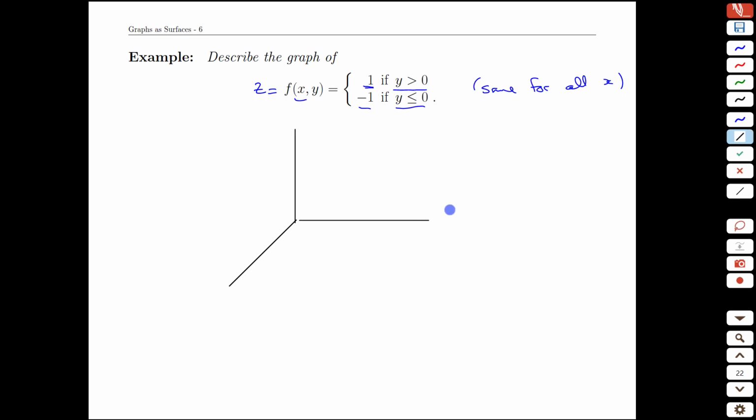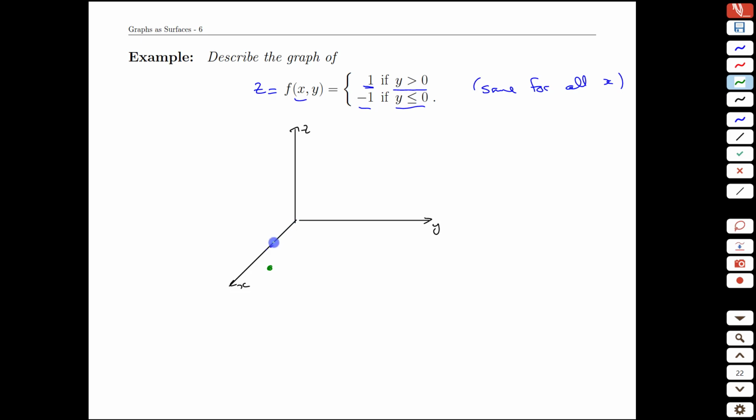If we draw our axes, and we talk about the x direction, y direction, and the z direction, again, these are the positive axes we sketch, then imagine we go out to x equals 3 and y equals 0. It's over here. If we plug that into this function here, we'd have -1 because our y is at or less than 0. So we would go down to here. So that would be one of the points on our graph.